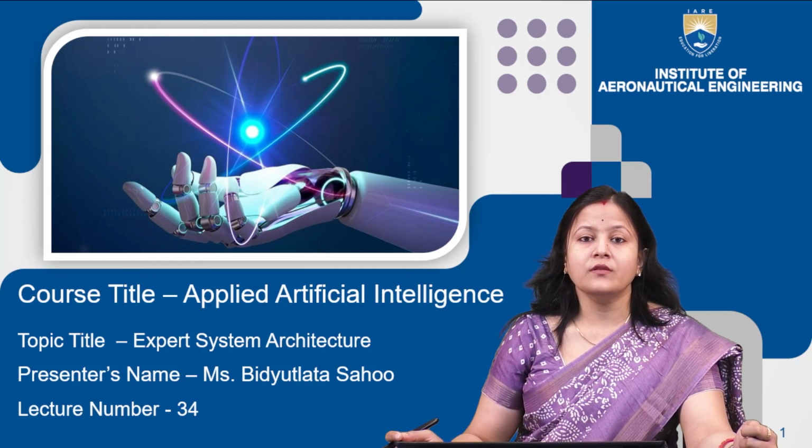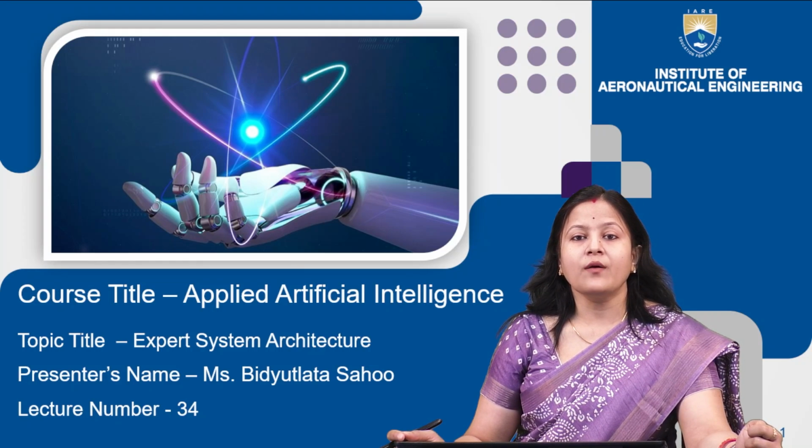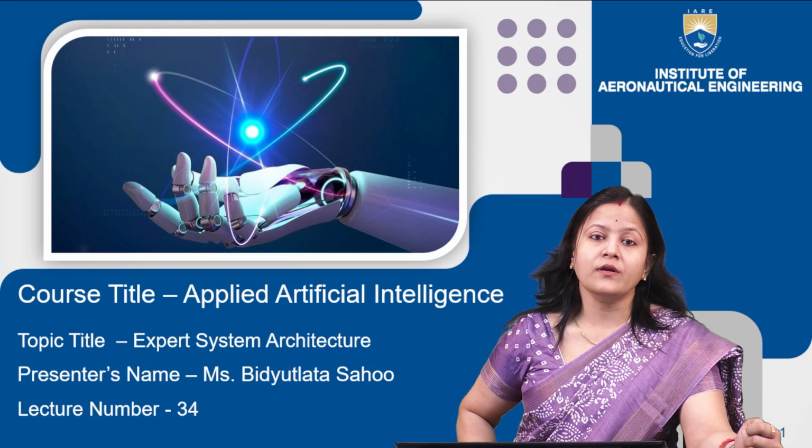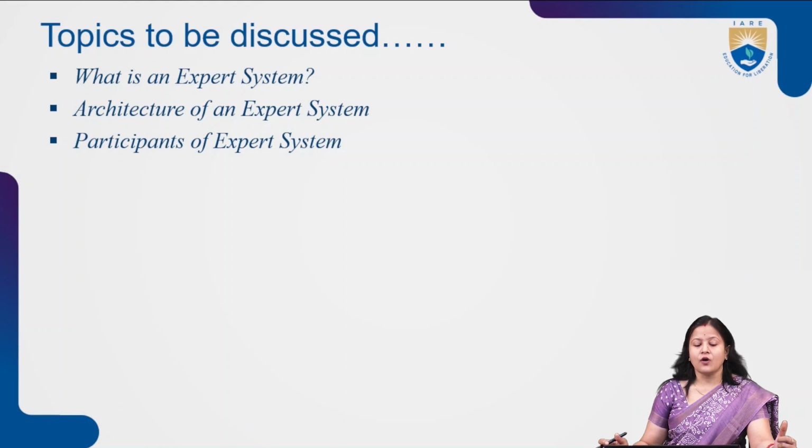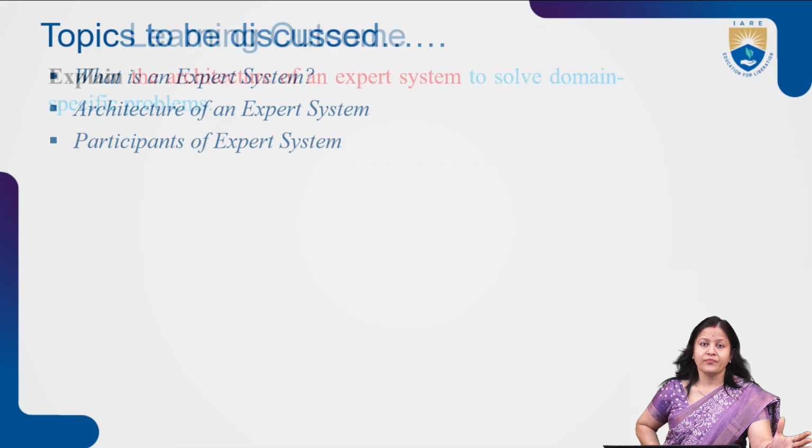This is lecture number 34 on the course Applied Artificial Intelligence. Today I am going to discuss a very important topic, expert system architecture. So these are the topics to be discussed. What is an expert system? What is the architecture of an expert system? The complete module I will discuss, and who are the participants of the expert system. For building the expert system, who are involved? That is what today I will discuss.